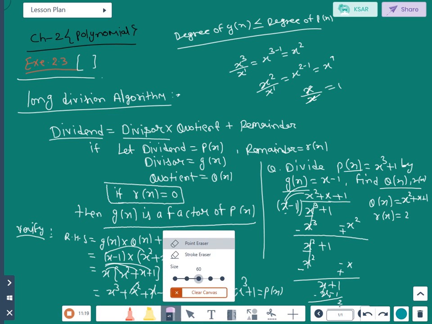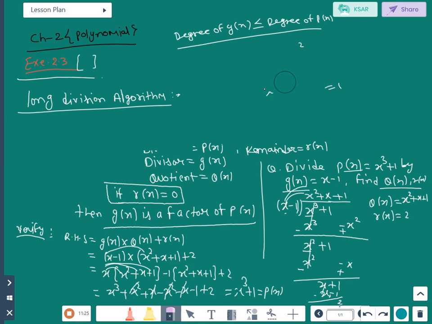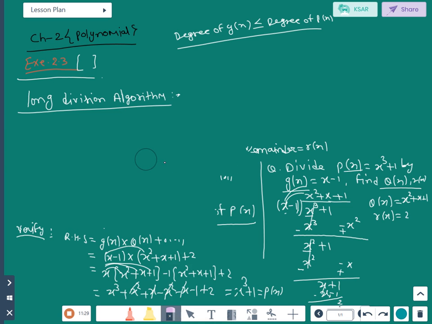Now we'll discuss the next question in which the dividend and divisor are not given in the form of descending powers, then how we will rearrange it.